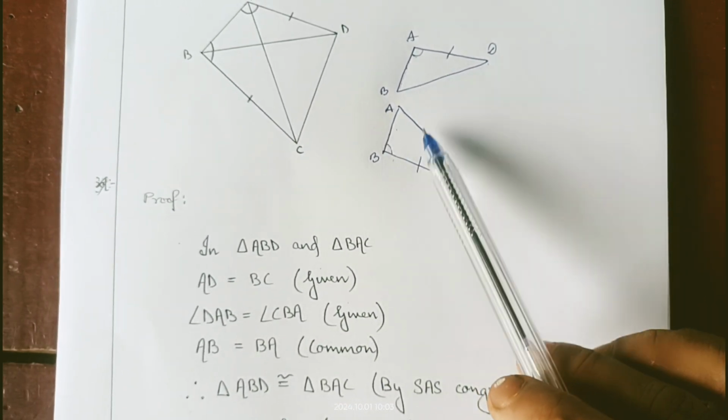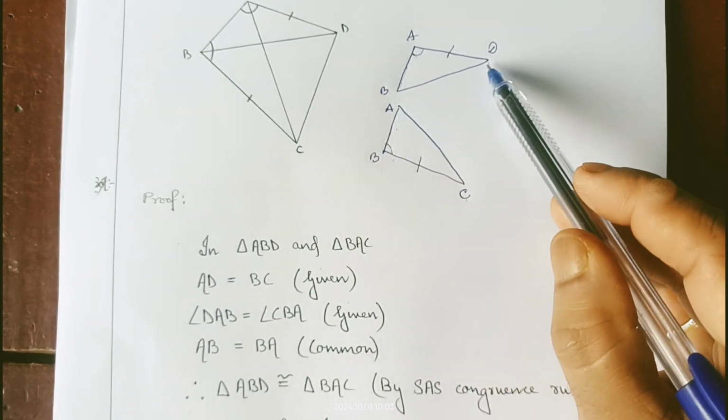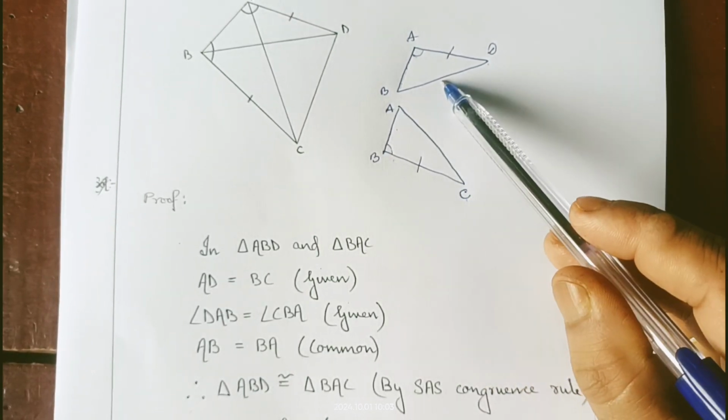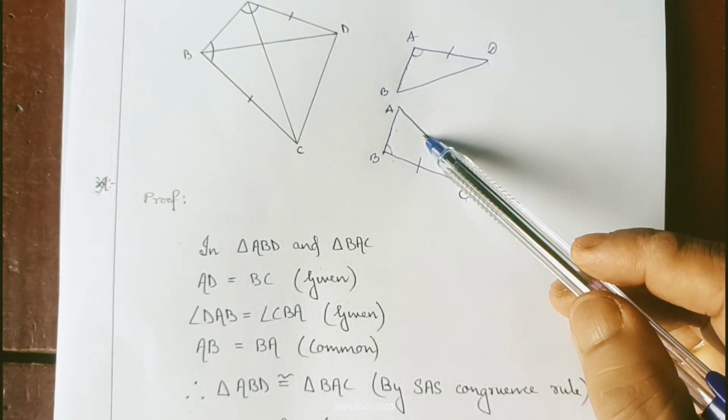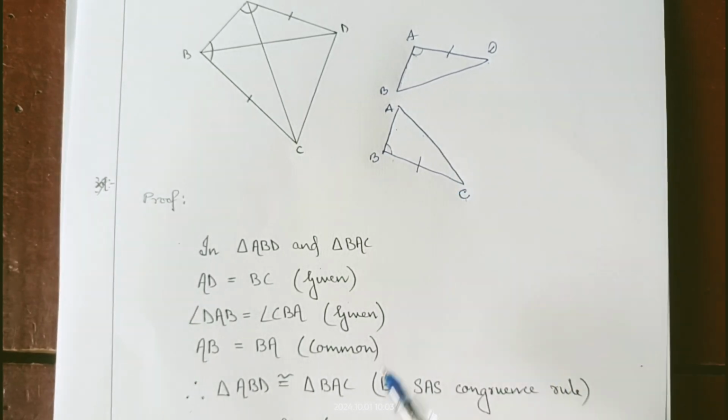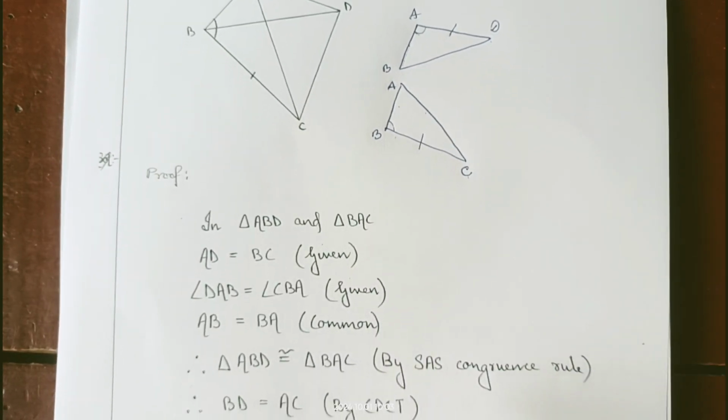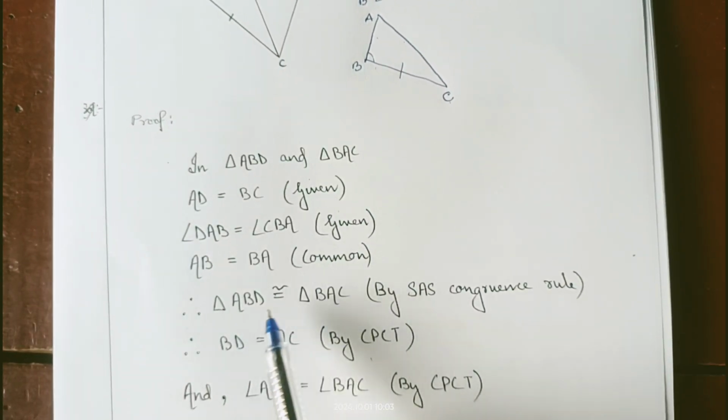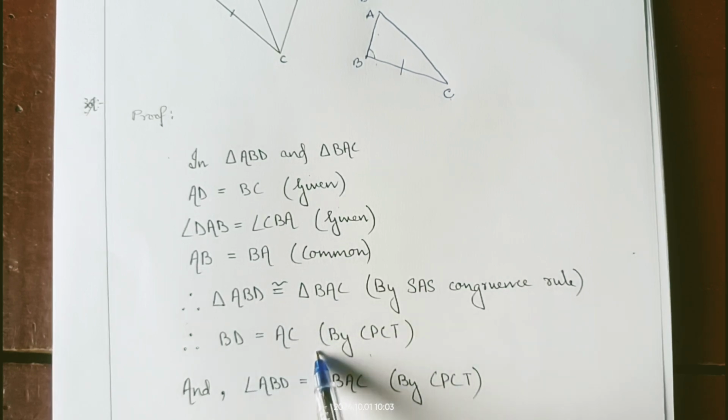Since these two triangles are congruent, so obviously BD will be equal to AC. We know corresponding parts of congruent triangles are equal, so here BD will be equal to AC by CPCTC. It is given in the second part, so since triangles are congruent, we can write BD equal to AC.